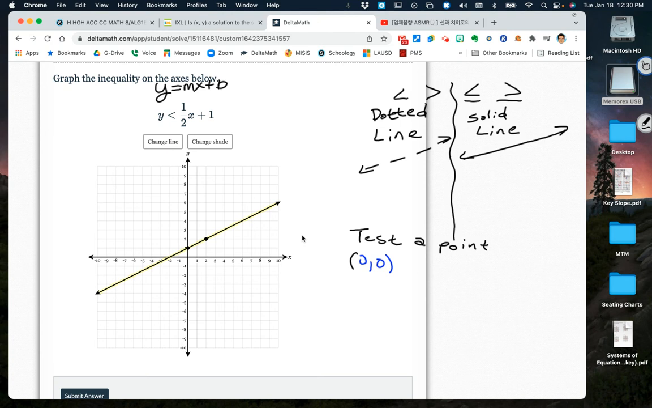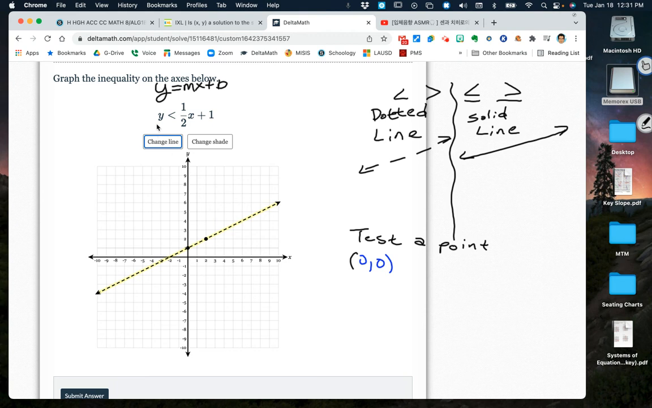So let's just take it step by step. Can someone tell me, or just call out, dotted or solid? Yeah. There's no equal to part, so it has to be dashed. Do I want to shade where 0, 0 is or where it isn't? What do you think? Where it is.